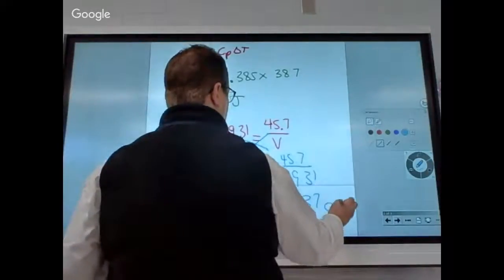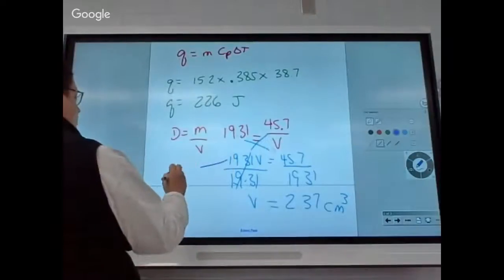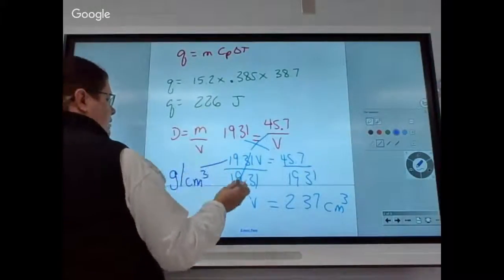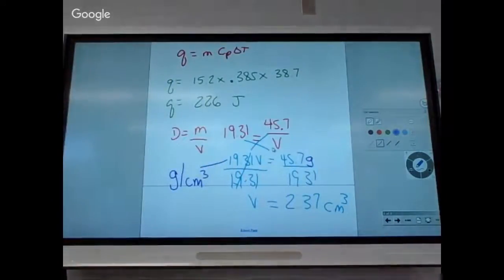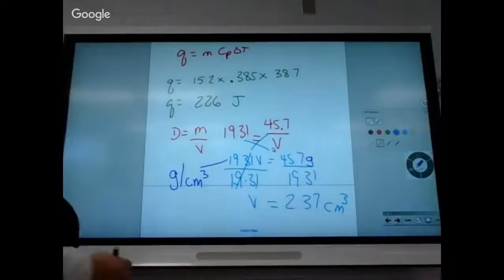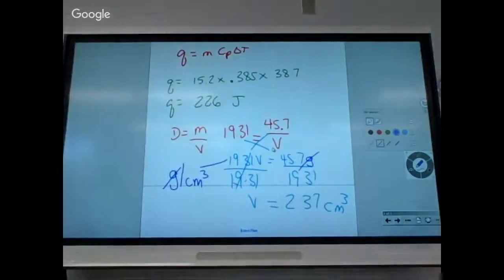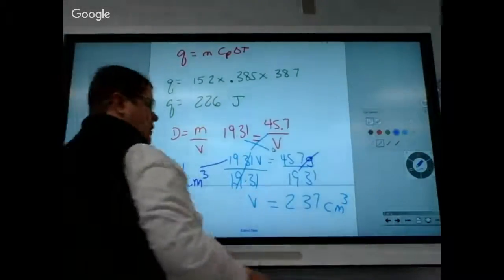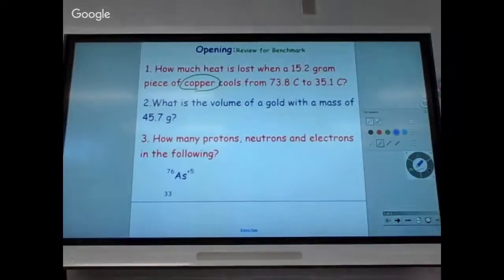What unit am I going to be left with? Centimeters cubed. All right. For those of you who might not have known that, your density said grams per centimeter cubed on the reference table. And I gave you grams in the word problem. So what's going to happen to the units? Grams are going to cancel out and be left with centimeters cubed. Remember that? Okay.